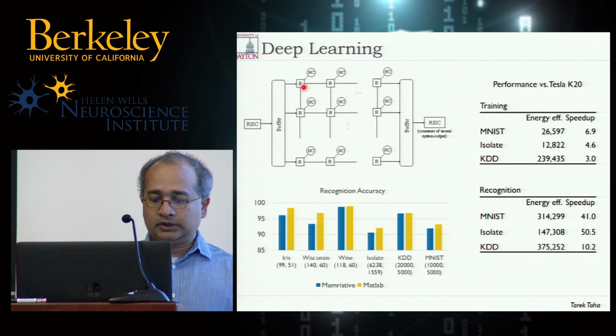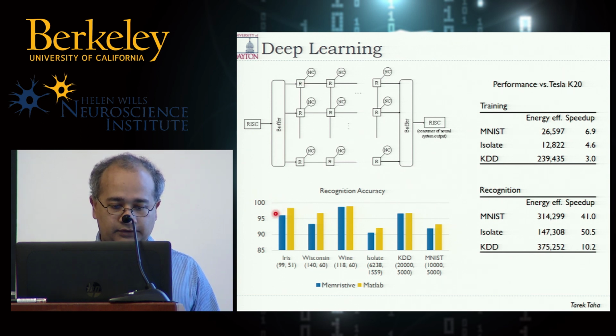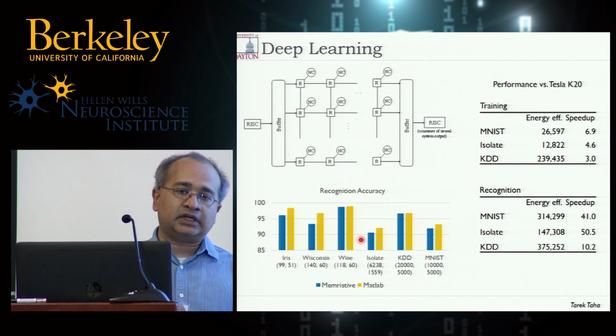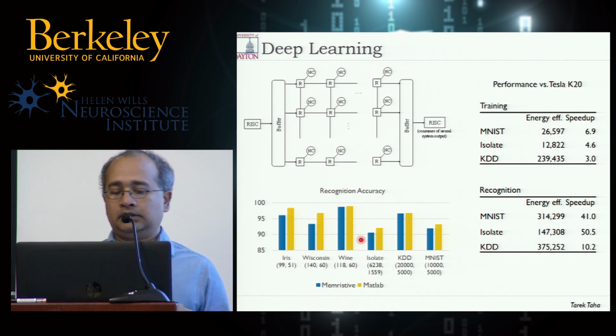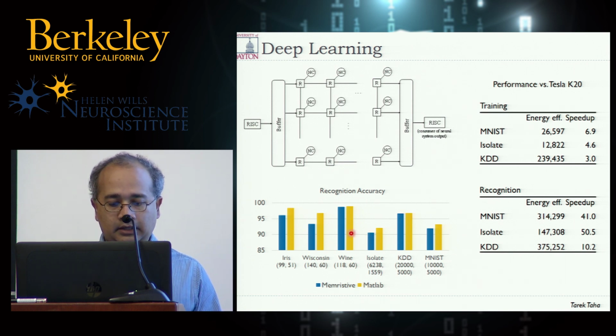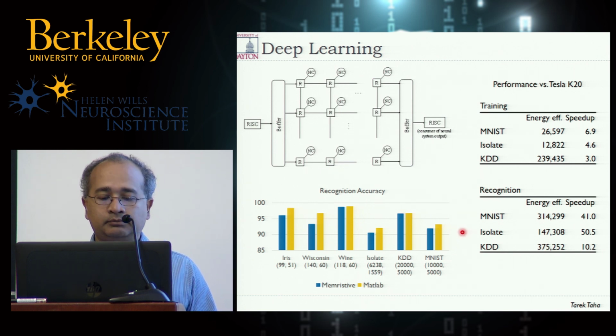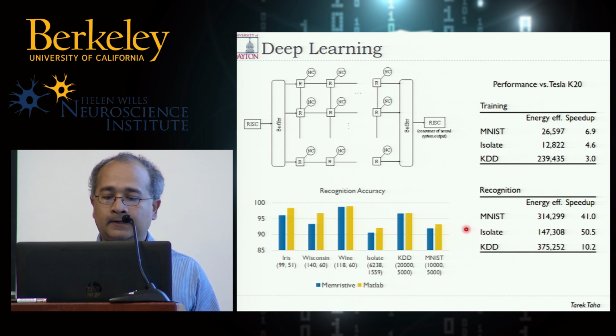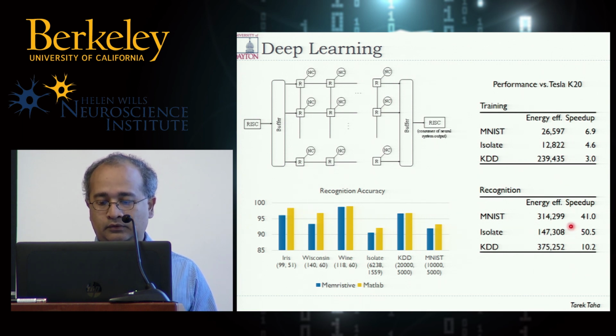We looked at several different applications. You can see the recognition accuracy of this system compared to a software system. The blue bars here represent our memristor system, and the yellow bars represent a floating point implementation of the same training and testing data set done in MATLAB. There is some loss in accuracy, but it's not that significant. What's interesting is the performance over, say, a Tesla K20. You see significant savings in energy over the Tesla for training, and even more for recognition.